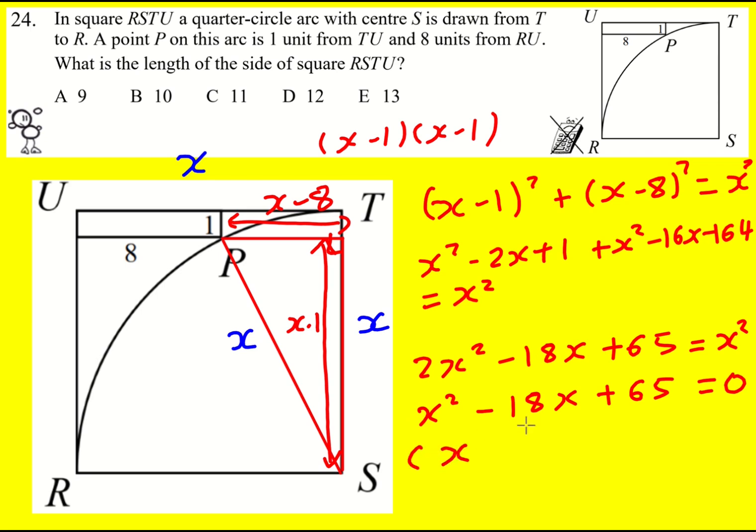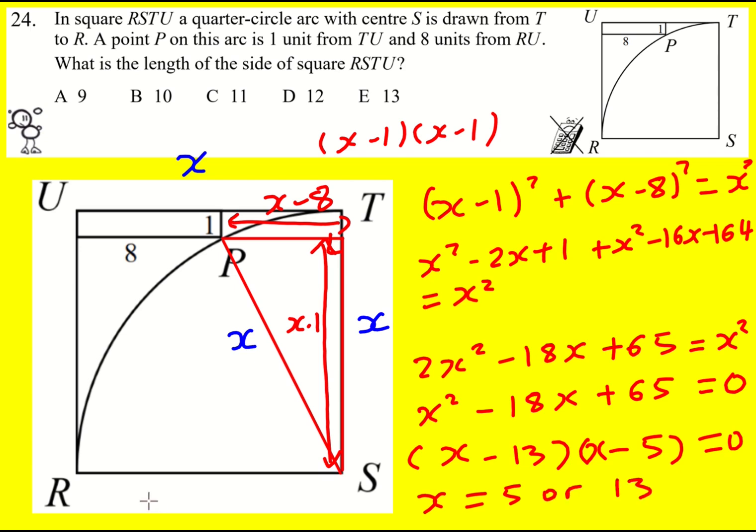The 65 threw me off for a minute because the prime factors of 65 are 13 and 5. Actually, that makes life easier because it has to be 13 and 5, or of course 1 and 65. But no, these two will work. If I make it minus and minus, we're sorted. X is equal to 5 or 13.